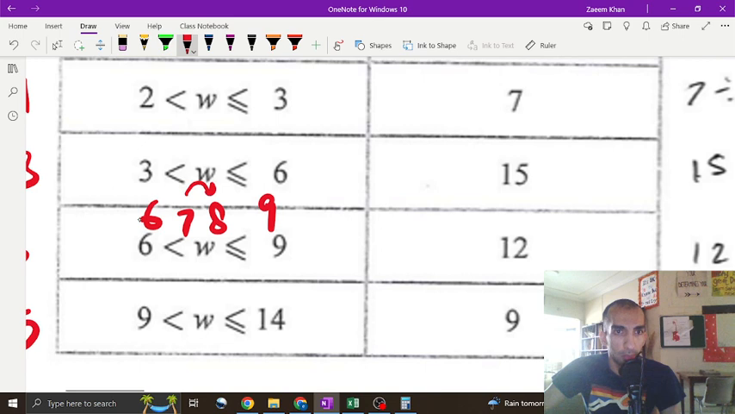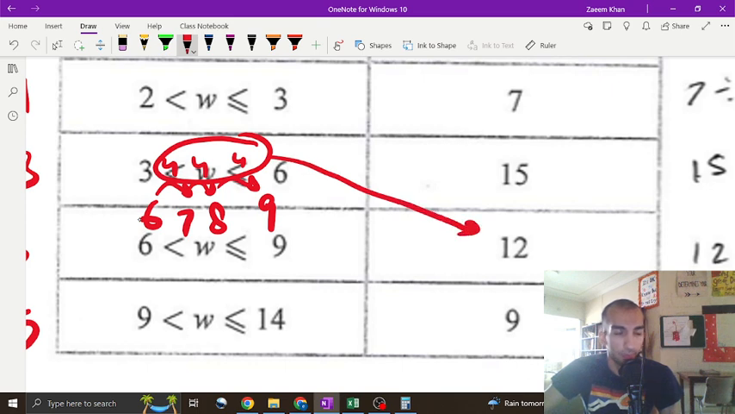This represents a jump of 4. 4 times 3 gives you 16. Oh, no. 12, right?